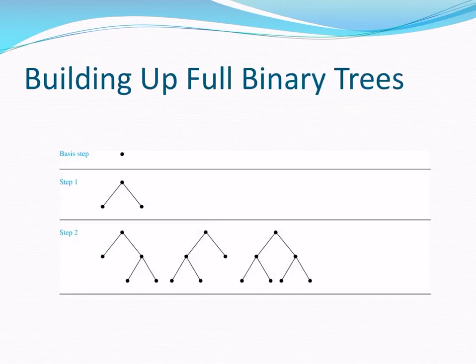Here's the basis step and the first two applications of the recursive rule. The basis step gives us a single vertex, which is a root. In step 1, we can create a new root, and then we can append to the left and right a single root, because that's all that's in the set. But now in the second application, we get a new root, and then we can append any binary trees that are in the set from prior applications of the algorithm. So here's a single root, here's a root with two branches, and so forth.